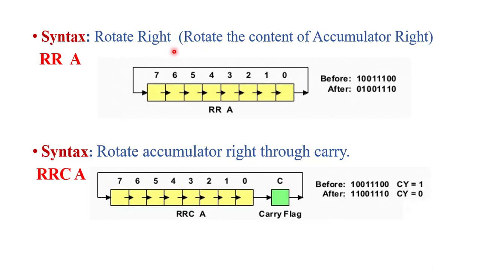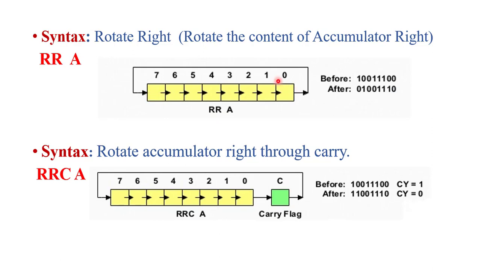Next instruction is rotate right. This instruction tells that rotate the content of the accumulator register to the right. Now this is the syntax of this instruction, RRA. RR is the opcode of the rotate right instruction and A is the accumulator register. So here are the 8 bits of the accumulator register. Before the rotation, the accumulator contains this data, 100111100.